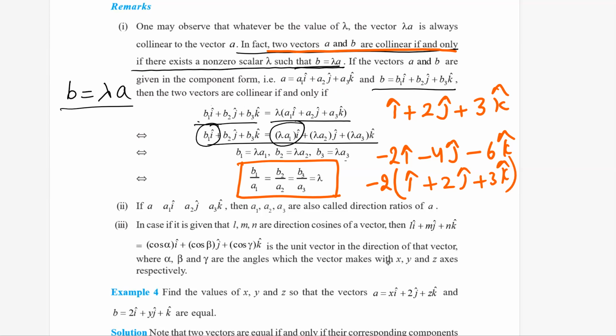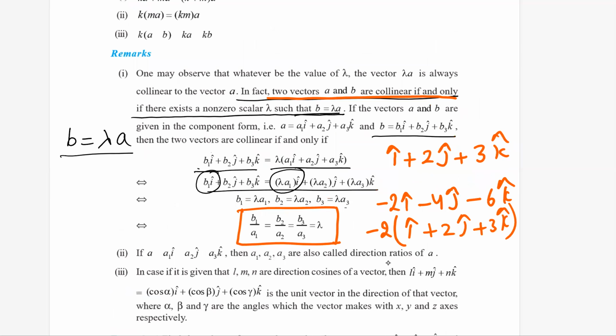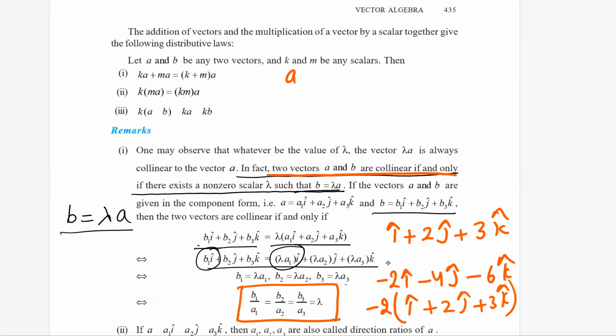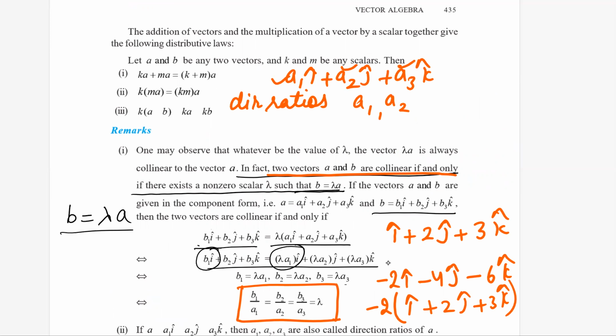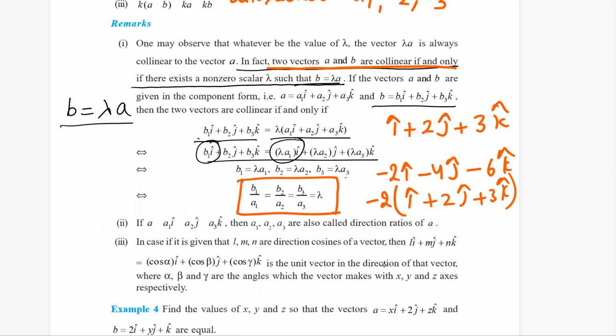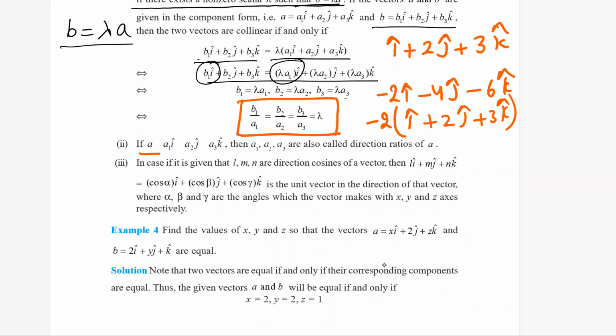Now, if a vector is given, suppose a1i plus a2j plus a3k, and we are asked to find its direction ratios, they are just these components only. So a1, a2, and a3 are its direction ratios.